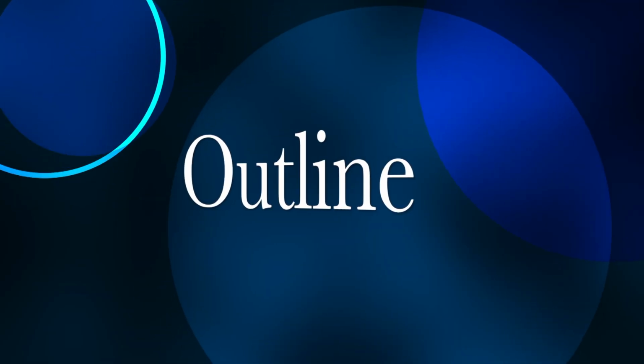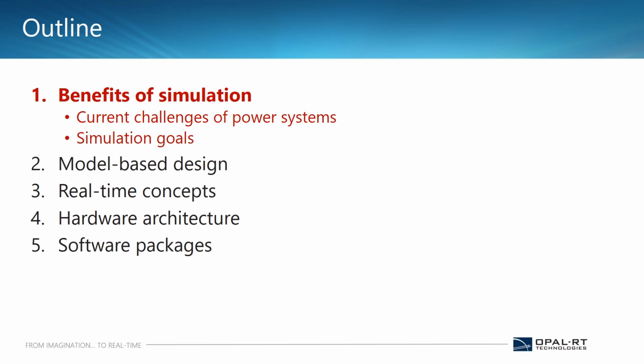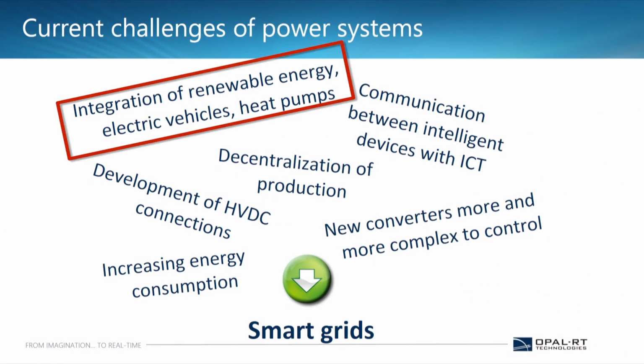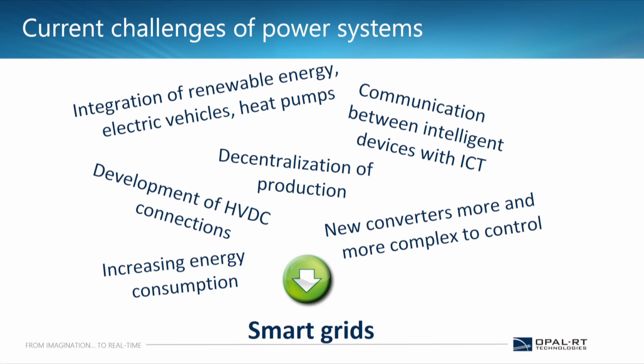So basically, the outline of this session is as shown in the figure. So first starting with benefits of real-time simulation. So let's discuss the different challenges we first face in power systems. Due to the advancement of technologies, there are a lot of challenges that come into our existing infrastructure of power system networks. To start with, we can talk about integration of renewable energy, electric vehicles or heat pumps in our electrical networks.